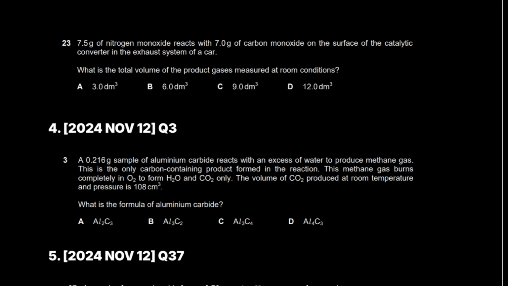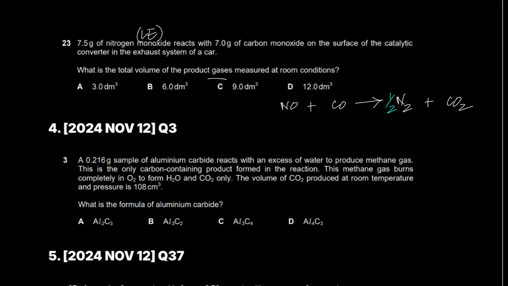7.5 grams of nitrogen monoxide reacts with 7 grams of carbon monoxide. It's a limiting and excess question right off the bat, because you're given two data. He's saying this much nitrogen monoxide reacts with this much carbon monoxide on the surface of a catalytic converter in the exhaust system. In the gas, what's the total volume of product gases produced? So you should be able to write the equation on your own, right? So nitrogen monoxide and carbon monoxide, they react together to give you what? Nitrogen and carbon dioxide. The catalyst that you use is usually platinum or rhodium.